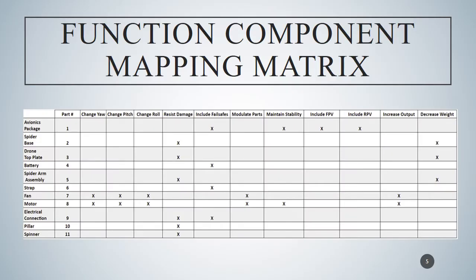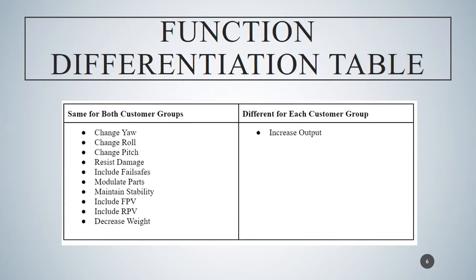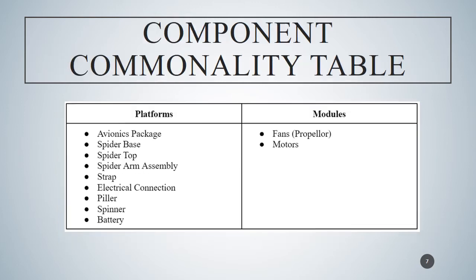Now looking at the function component mapping matrix, which provides a link between the left-hand side of the various components that create the entire drone and links them to the current functions on the top row, which were provided directly from the FAST diagram. Here, the function differentiation table shows us the contrast between both the primary and secondary customer group and looks at which function they would most likely want. Here, what's different between our primary and secondary consumer would be increased output.